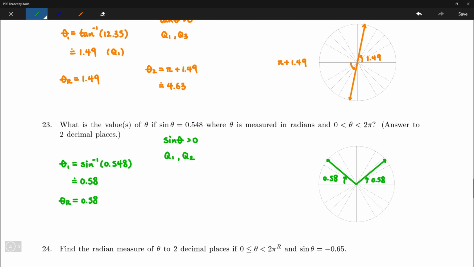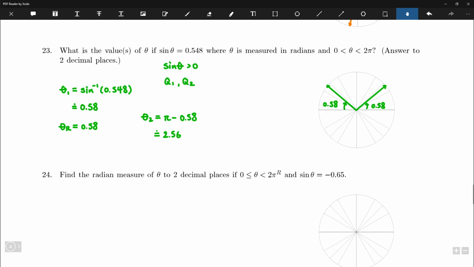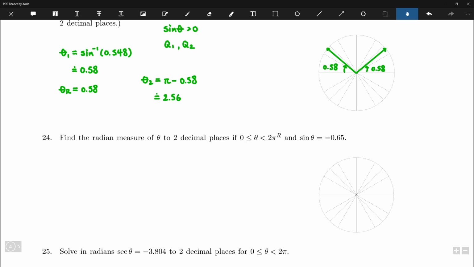So to find theta number 2, we will have pi minus 0.58, which will be approximately equal to 2.56. Okay. Next one, again, same idea. This time, however, sine theta is less than 0. So since sine theta is less than 0, that means we will be in quadrants 3 and 4.